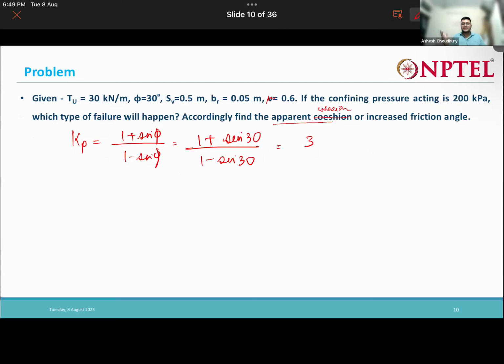First we need to identify which type of failure is probable. Is it pull out failure or is it tensile failure? And based on that, we have to find out either apparent cohesion or the increase in friction. All right, so first, let us answer the first part. Which type of failure will happen? So what should be the approach? How to determine that?